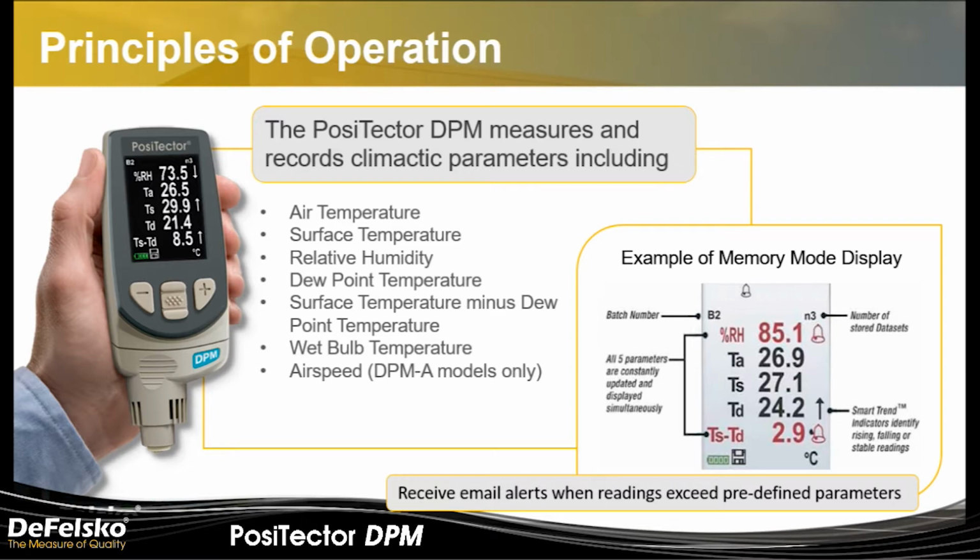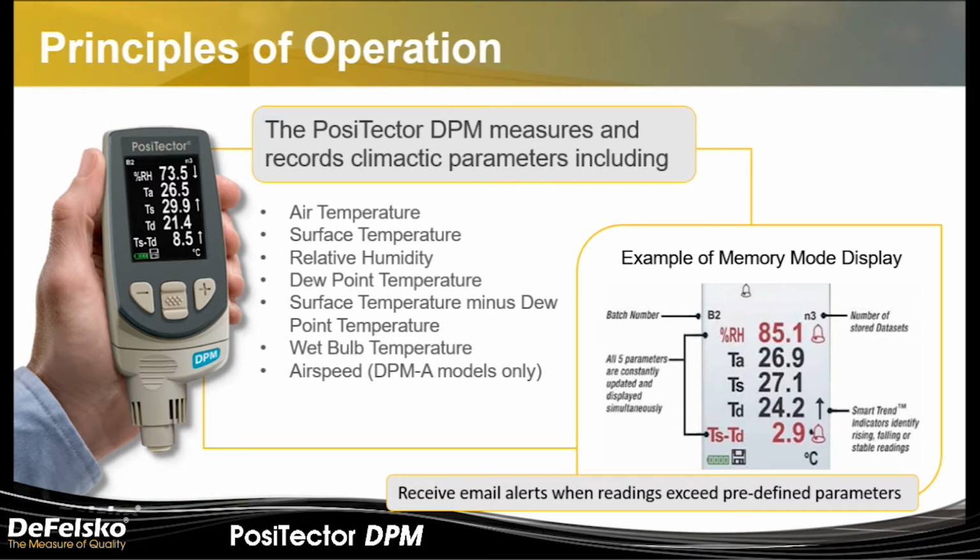Advanced gauge bodies will also display wet bulb temperature, and the PosiTector DPM model will display airspeed or wind speed. Now, you can see on the screen here an example of a memory mode display. What this is showing you is pretty much how the parameters are displayed on the screen of a PosiTector DPM. It's also showing you that this particular gauge is displaying two alarm conditions. That's the relative humidity and the TS minus TD, or surface temperature minus dew point. You can tell they're in alarm position because they are red and there is a little bell next to them.